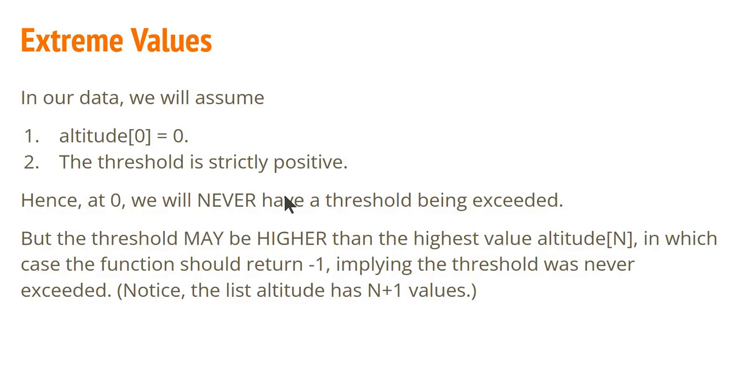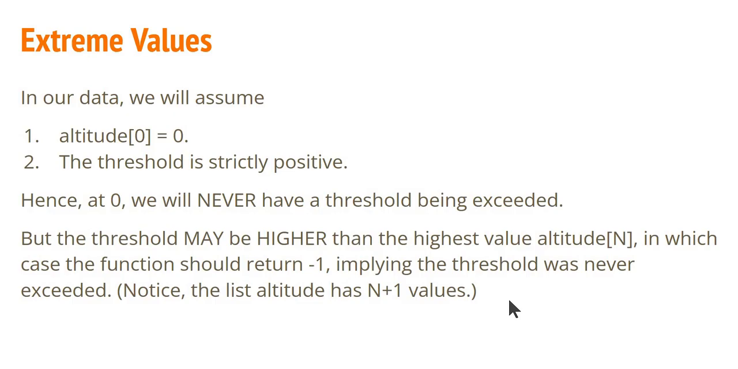However, there is a possibility that the threshold may be higher than all the values, up to altitude n, for example, in which case the function should return -1. So it's like telling that, look, I looked through the entire list of altitudes and I did not find any place where the plane went higher than this height. Basically, that's the sort of problem statement. And of course, in this, I'm assuming that the altitude has, let's say, n+1 values.